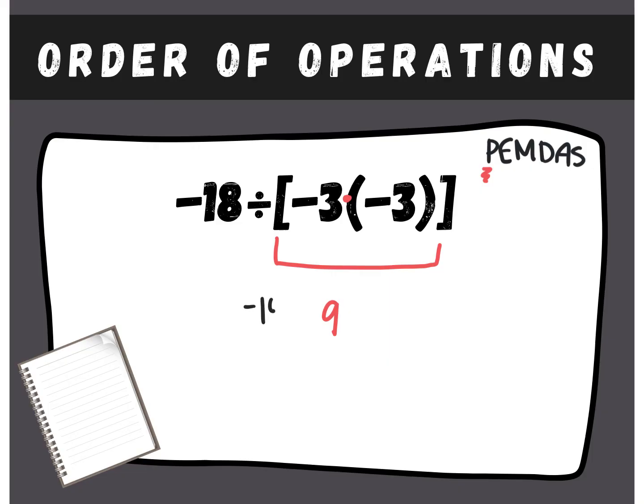And then I'll bring down my negative 18 and my divided sign. From here, I can tell that the only remaining operation is division. So, of course, that's my next step. Negative 18 divided by negative 9 is negative 2.